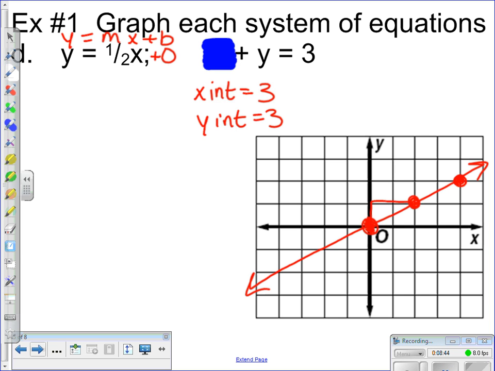Okay, so I should put a dot at 3 on the x, a dot at 3 on the y, and then connect those two. You can see once again we have intersecting lines. This time they intersect at the point 2, 1. Go ahead and pause here before we move on to the next one.